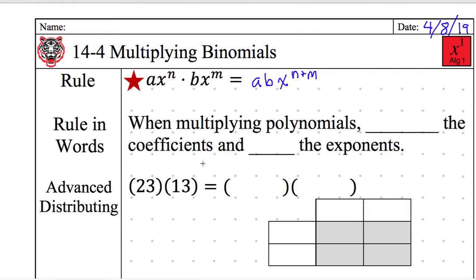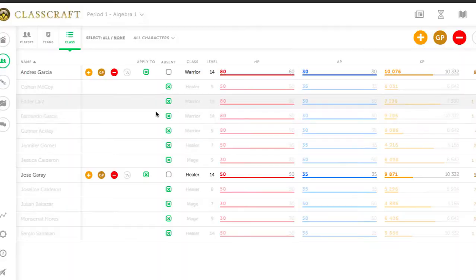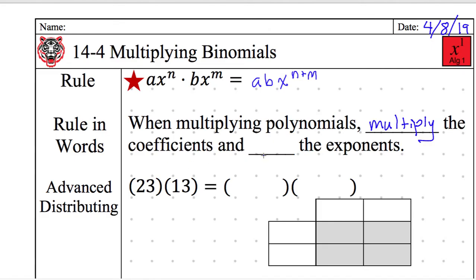And the rule in words, also from 14-3: when multiplying polynomials, what do I do with the coefficients? What do I do with this a and this b? Are they being added? Are they being divided? Yeah, multiply. Multiply those coefficients. Coefficients are those numbers in front of the x term. And then what do you do to the exponents? I had m and n, and you add them.